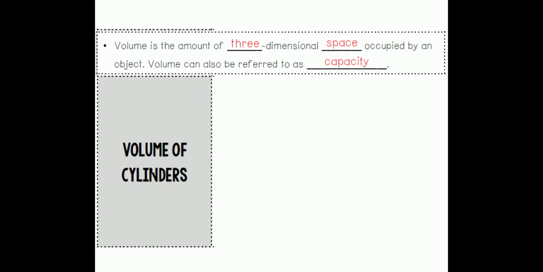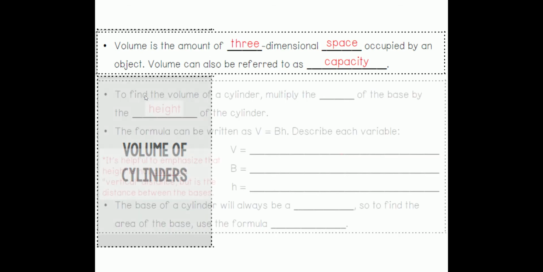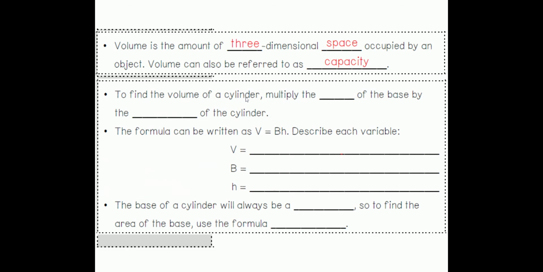So let's talk about the volume of cylinders specifically. To find the volume of a cylinder, multiply the area of the base by the height of the cylinder. The volume can be written as V equals big B times H. Describe each variable. The V, as I said before, is the volume of the cylinder. The big B is the area of the base.